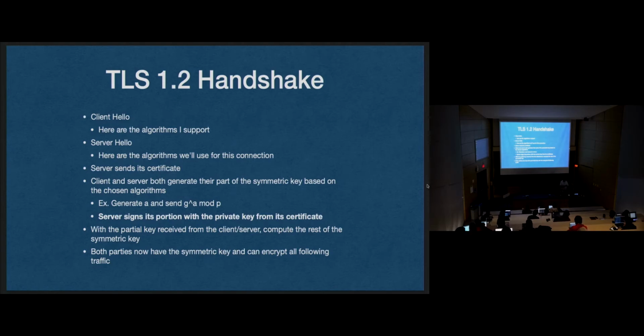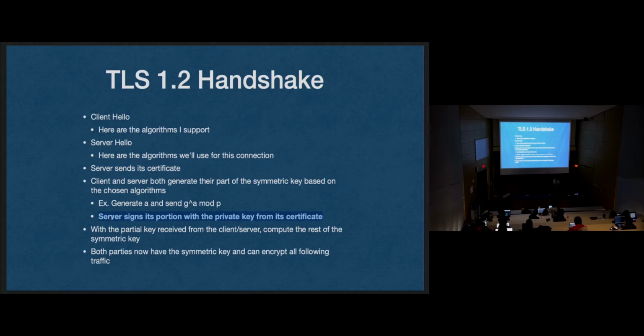So for the handshake, the client says, hello, server. Here are all the algorithms that I support. Server says, okay, I see what you support, and these are the ones that I choose for this connection. The server sends its certificate, usually along with the hello. They'll generate their parts of the symmetric key, their partial keys, and send them to each other. The server is going to sign its portion of that private symmetric key.